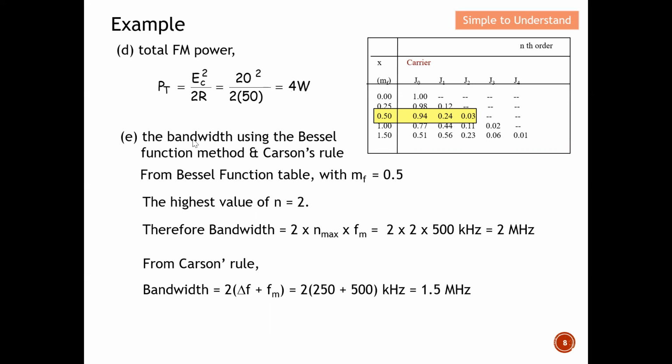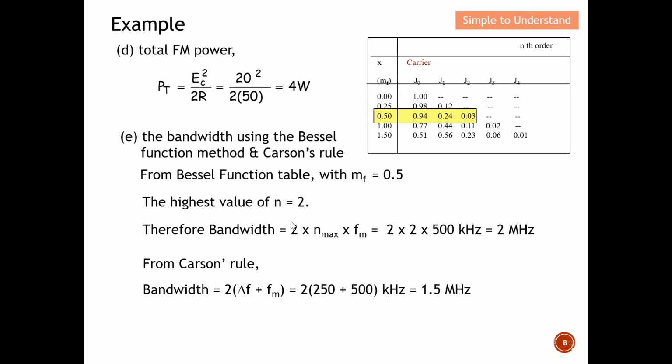Next, I'm tasked to find the bandwidth using two methods. One is using the Bessel function method. Another one is using the Carson rule. Let me show you how to use the Bessel function table. From the question, the modulation index is equal to 0.5. And from here, I can look up the Bessel function table in this particular row. Can you see here? Basically, this is the biggest number on the extreme right. I look up, and I can see that the highest significant coefficient is 2. So I know that the highest value of significant coefficient is equal to 2.